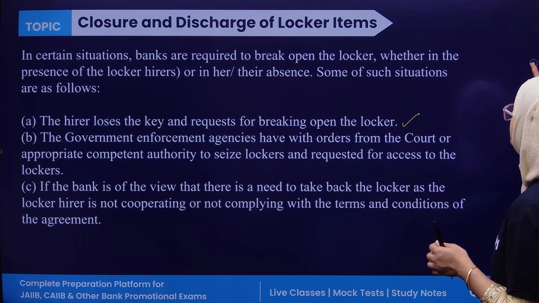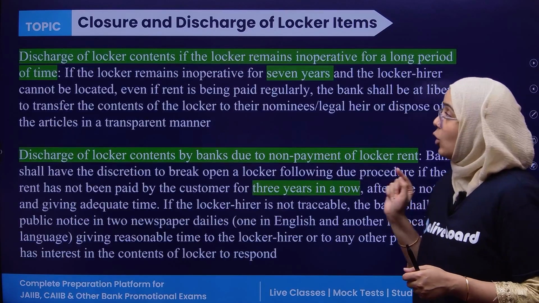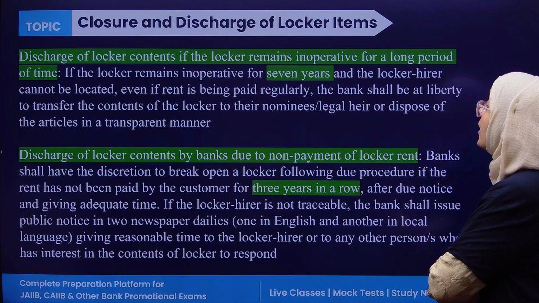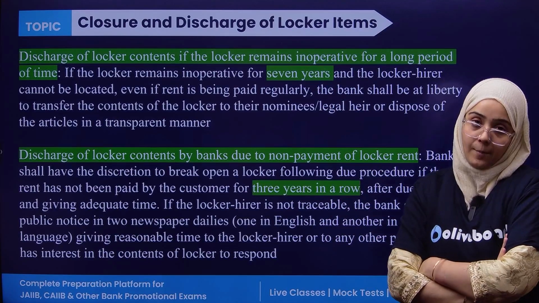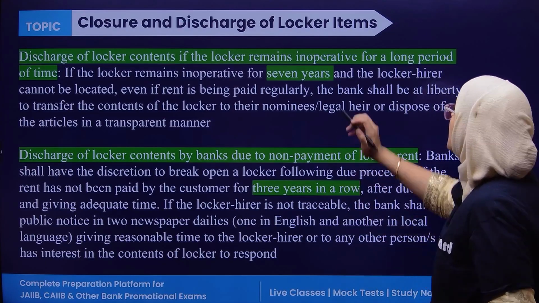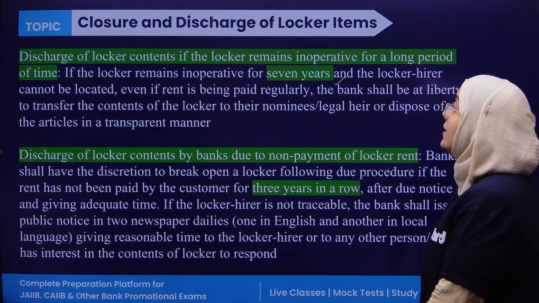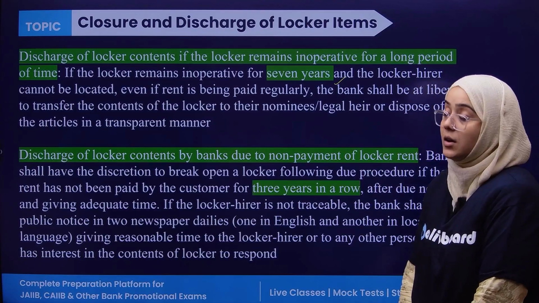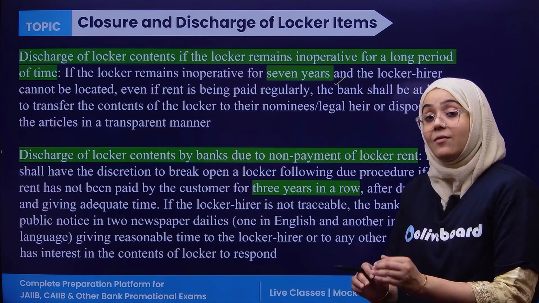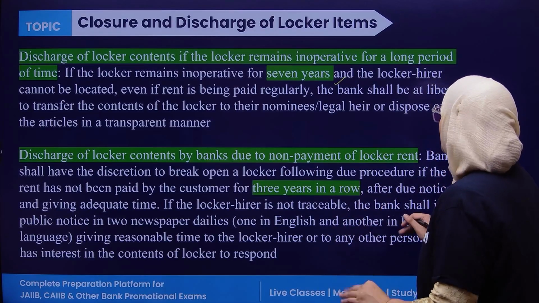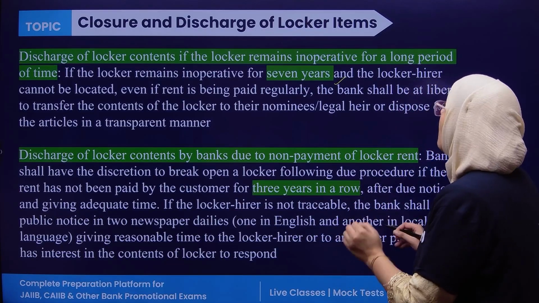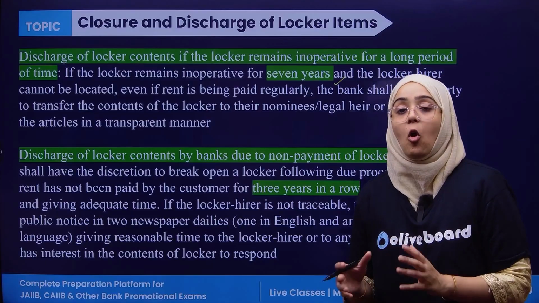Okay, next, closure and discharge. First of all, the discharge of a locker content if the locker remains inoperative for a very long time. If the locker remains inoperative for approximately 7 years, and the locker hirer is not being located, even if the rent is being regularly paid, the bank has the liberty to transfer the locker content to the nominee or legal heir or dispose of it in a transparent manner.